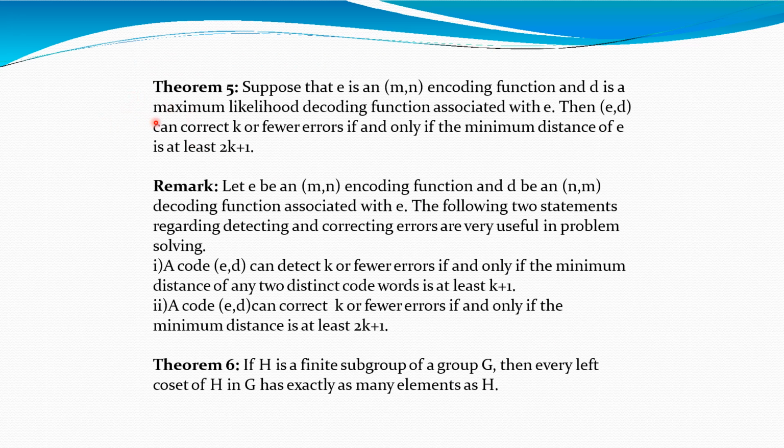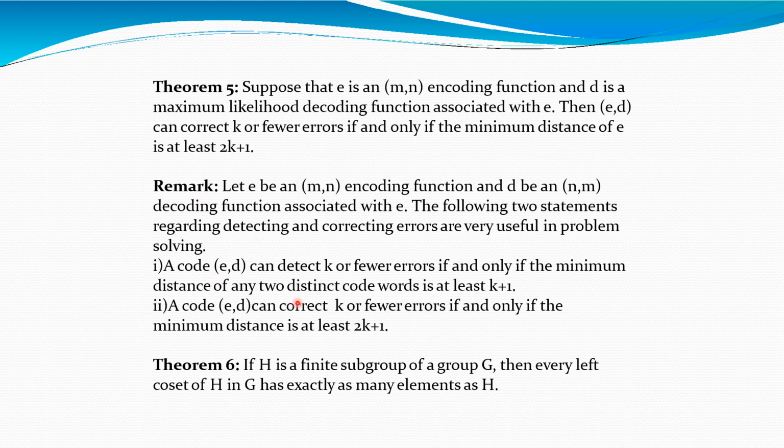Now, one more theorem. Suppose that E is an m-n encoding function and D is a maximum likelihood decoding function associated with E. Then ED can correct k or fewer errors if and only if the minimum distance of E is at least 2k plus 1. So this theorem tells us how many errors ED can correct, and it depends on the minimum distance of that encoding function E. If it is at least 2k plus 1, then ED can correct k or fewer errors.